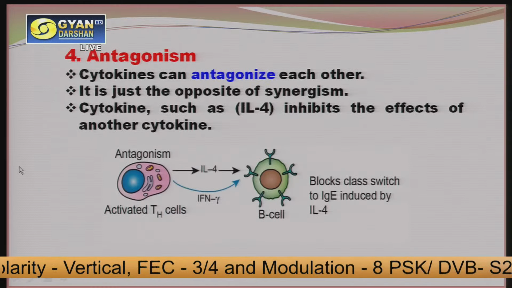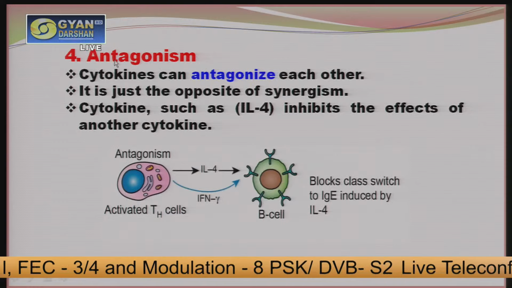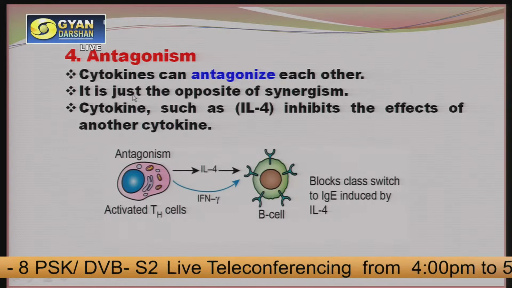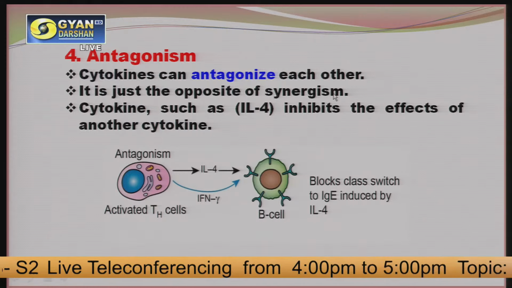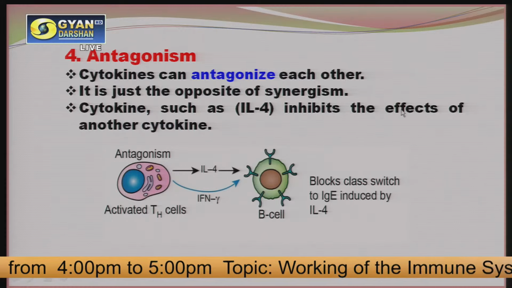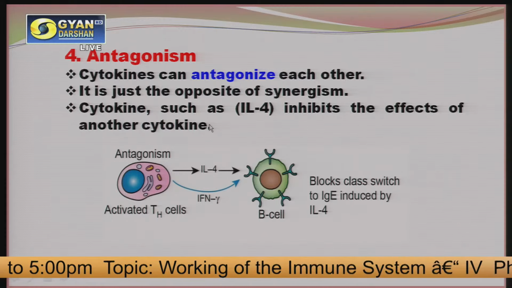And the fourth one is another property of the cytokines. Cytokines can antagonize each other. It is just the opposite of synergism. Cytokines such as interleukin 4 can inhibit the effect of other cytokines.